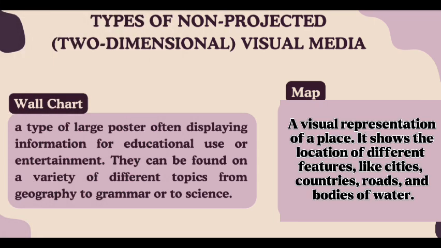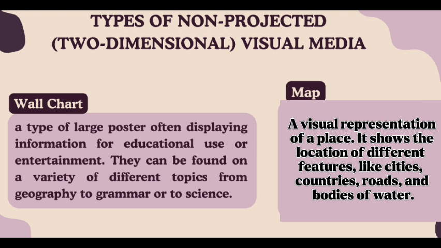Next is a wall chart. A wall chart is a type of a large poster that has information for educational purpose or entertainment. And these posters have different topics displayed on them. It could be about the reproductive system, or it could be about geography or math. And these posters or charts are often displayed on the classroom walls.